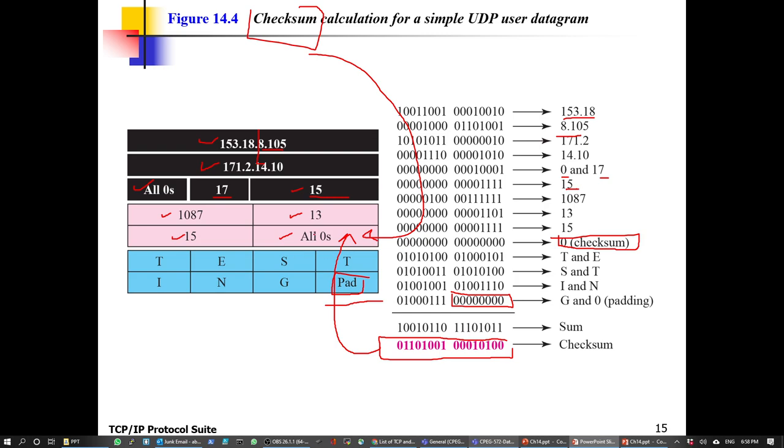The checksum is optional. It could be calculated, it could be omitted. It's good to calculate it to check if there is an error. If you don't want to use the checksum, you put all zeros in here. You don't do all of these calculations, you don't add it in here, you send all zeros.